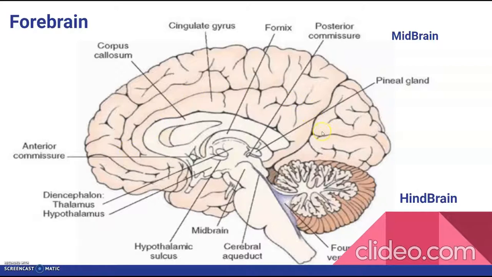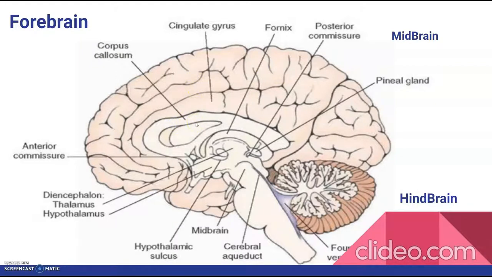So this is the cerebrum, and a deep cleft divides the cerebrum longitudinally into two halves, which makes it left and right cerebral hemispheres. So it is divided into two halves: cerebral hemisphere, left and right side. The hemispheres are connected by a tract of nerve fibers called corpus callosum. You can see here corpus callosum, which is connecting the two halves of the brain.